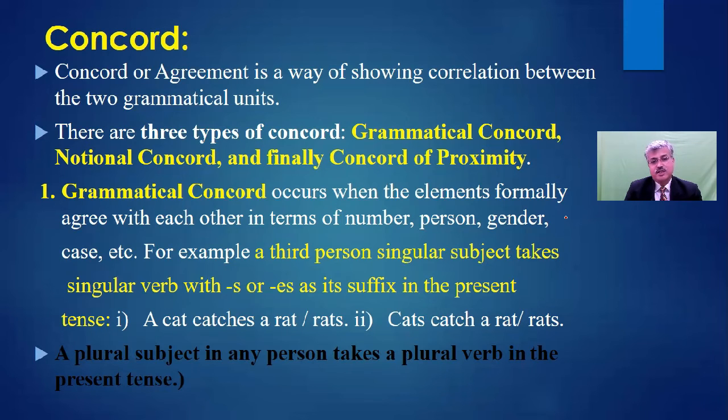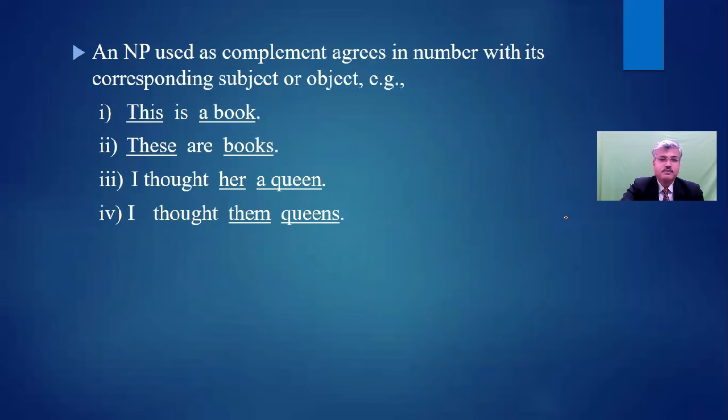A plural subject in any person takes a plural verb in the present tense. Dear learners, please remember that a plural subject in any person, first person, second person, or third person, takes a plural verb in the present tense. An NP used as complement agrees in number with its corresponding subject and object.